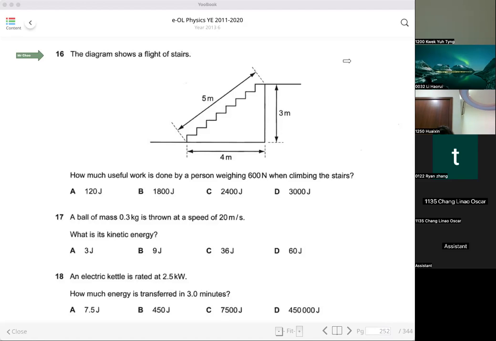Can you all hear me, everyone? If you can hear me, give me a yes reaction. Thank you, Bei Kwan. Huai Xing, what's your answer for 16 and 17?